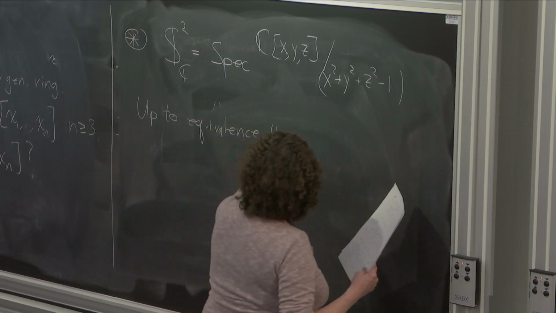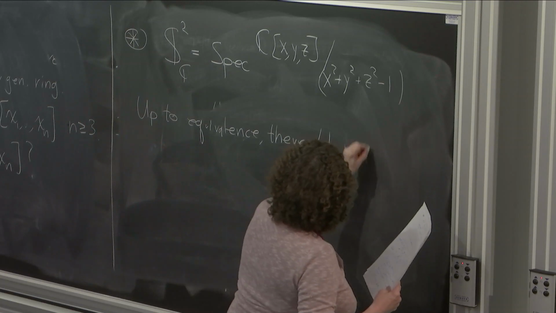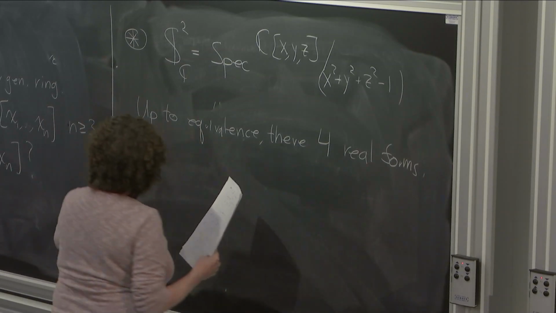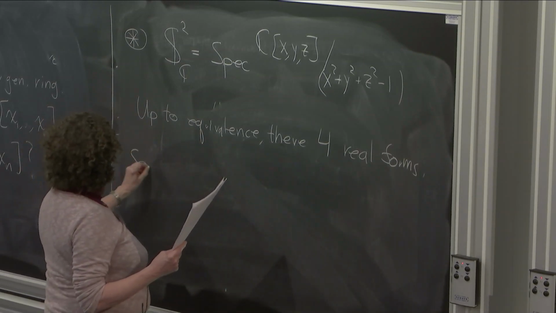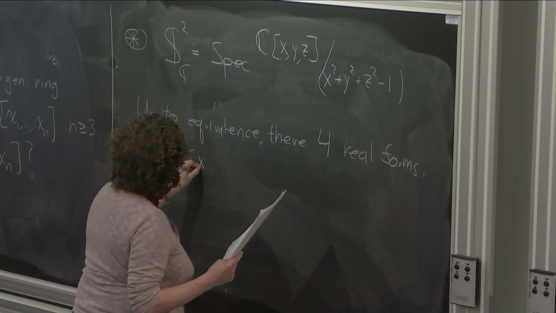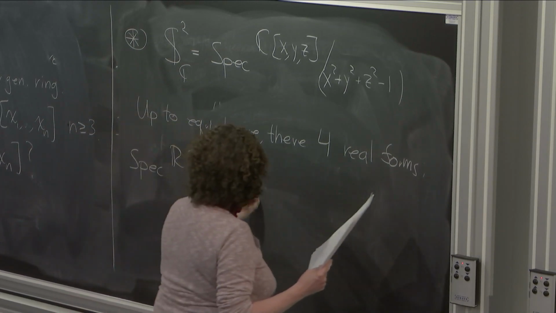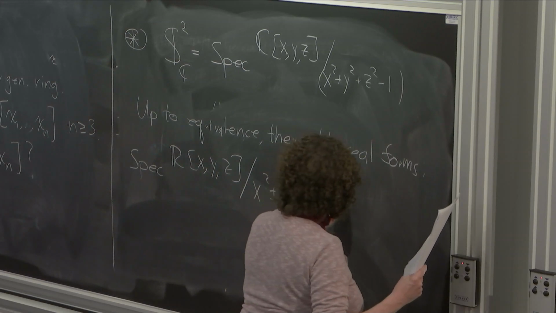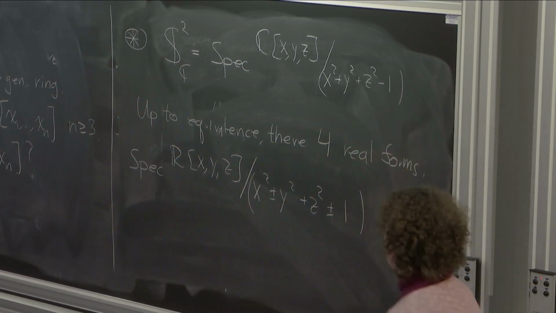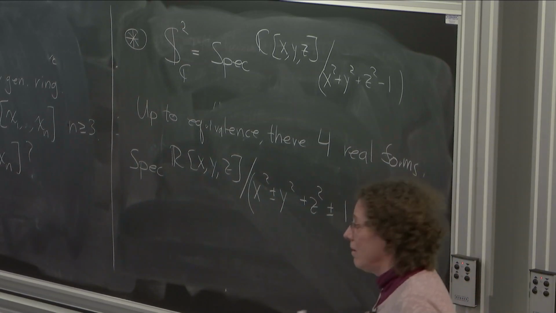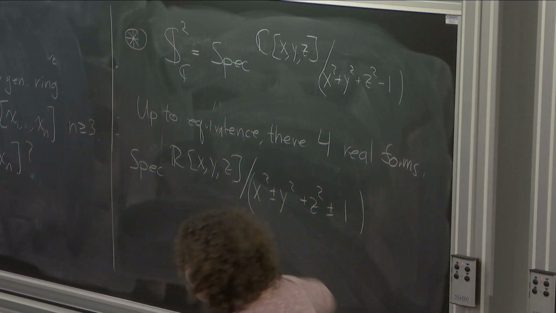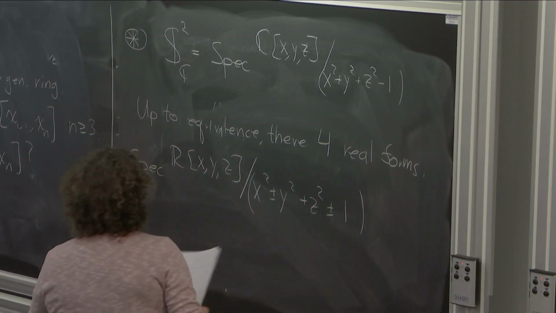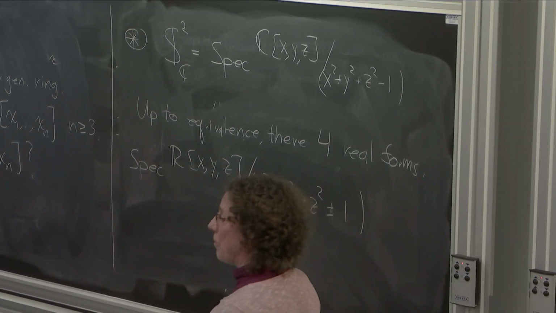Up to equivalence there are 4 real forms of this. And they come from Spec R[x,y,z] with x squared plus or minus y squared, plus z squared, plus or minus 1. And I claim they give me 4 different varieties, and they are all different. They're not equivalent. And to see they're not equivalent, one can look at the real fixed points.